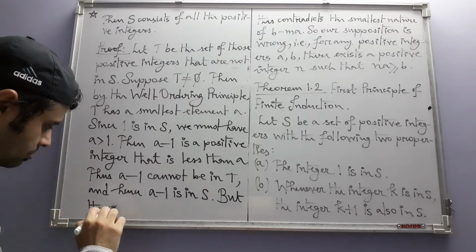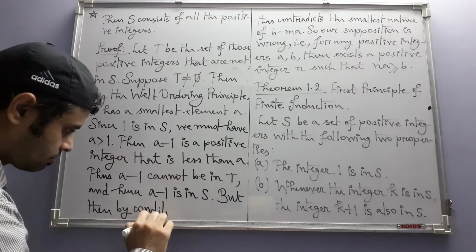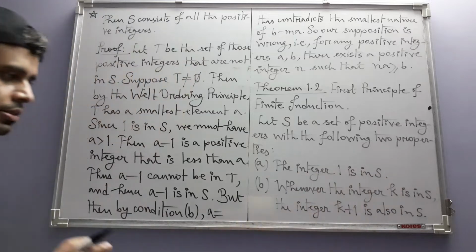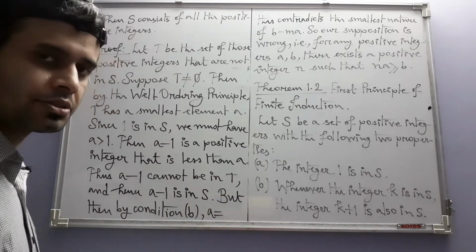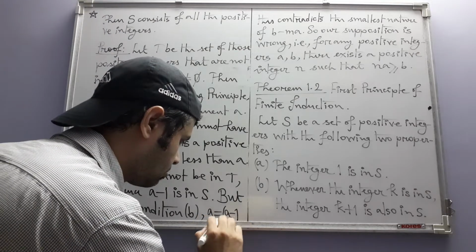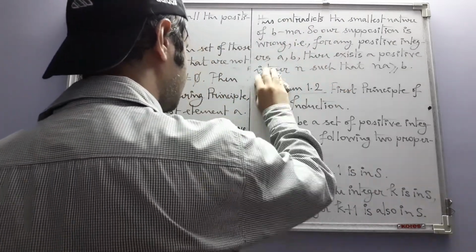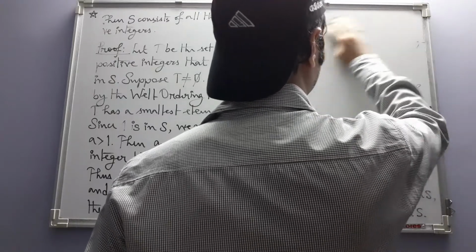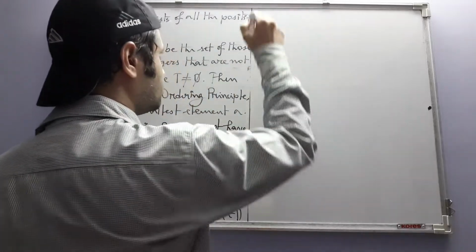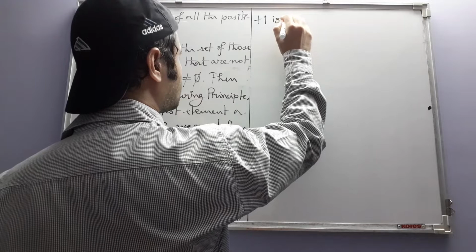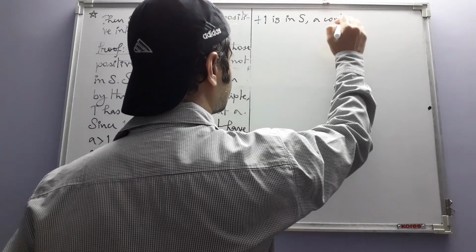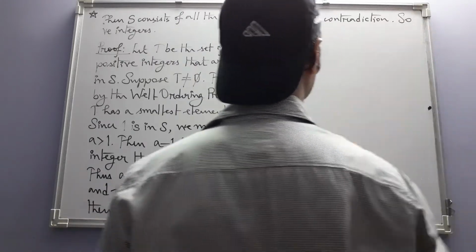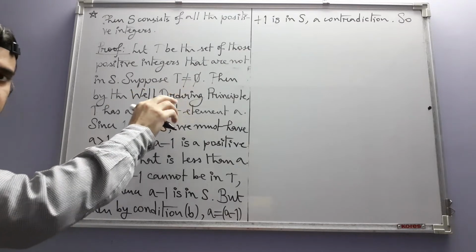But then by condition B, if something belongs to S, then if you add 1 to that number, the resultant also must belong to S. But then A equal to A minus 1 plus 1 should belong to S, and it will be a contradiction. So that means this supposition is wrong, so T cannot be non-empty.